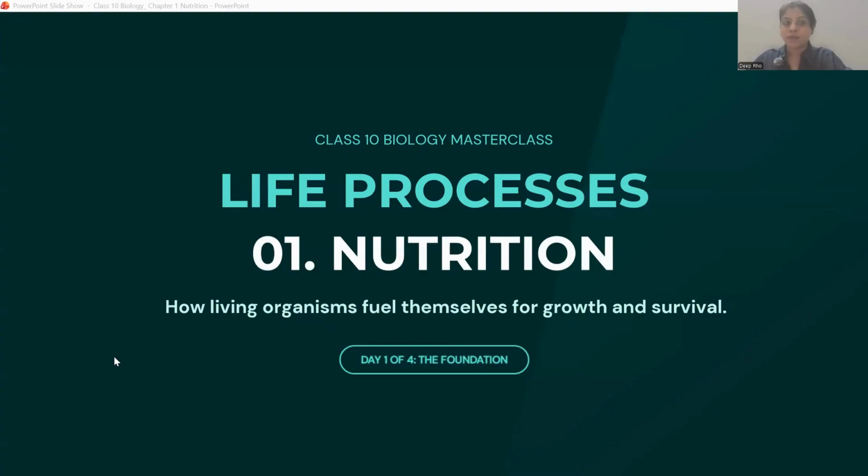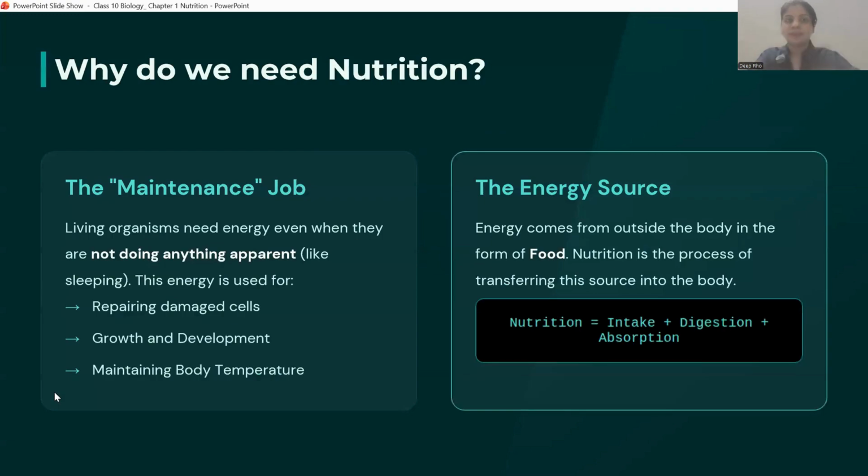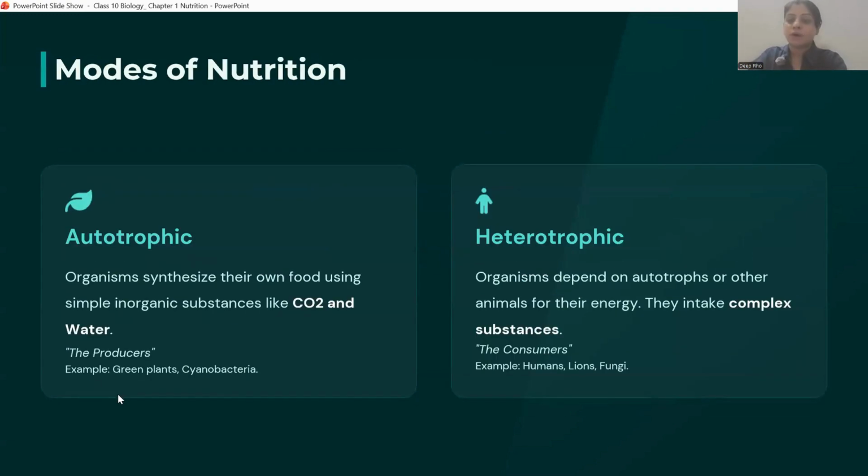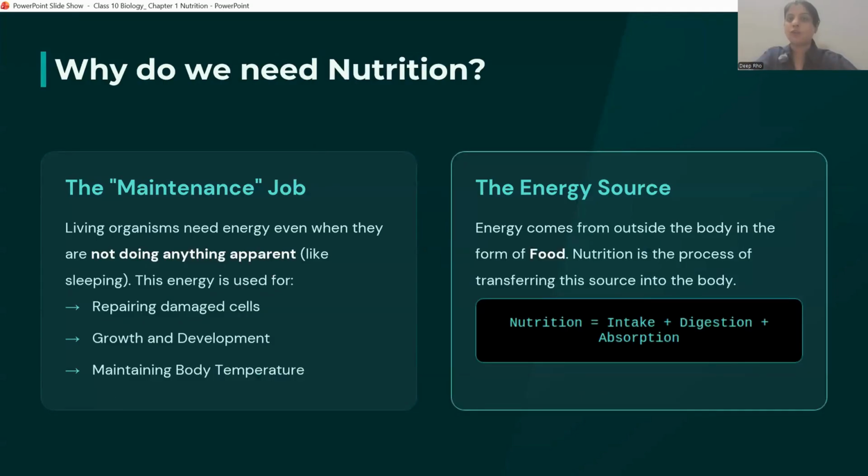What do you mean by nutrition? To maintain life on Earth, we need energy first of all. So why do we need nutrition? Living organisms need energy even when we are not doing any work. So from where is this energy coming? From food. Food is required for repairing damaged cells, growth, development, maintenance, and body temperature.